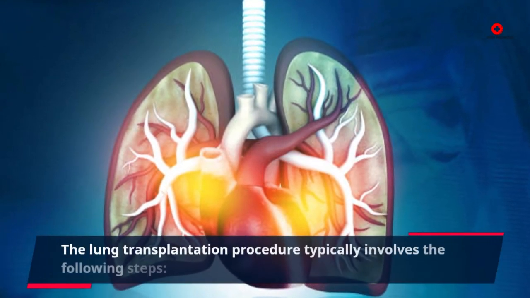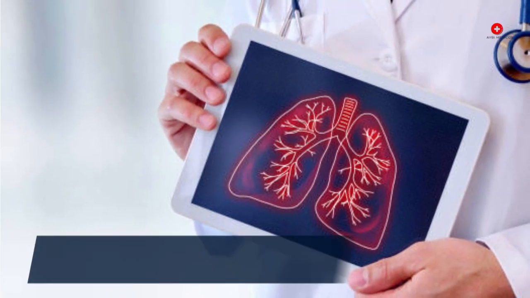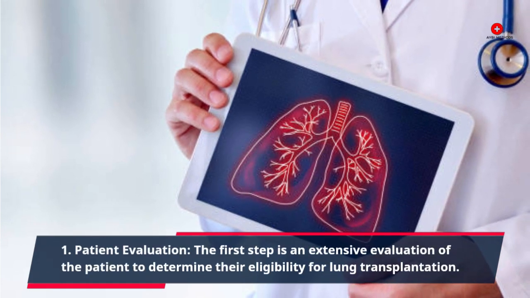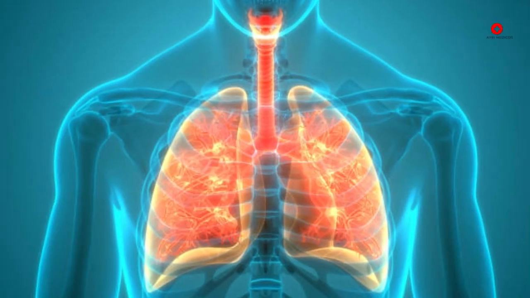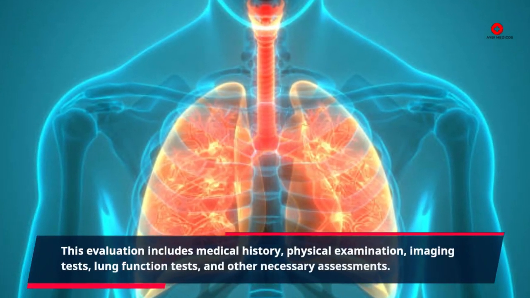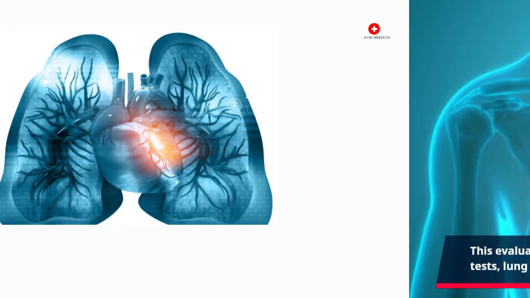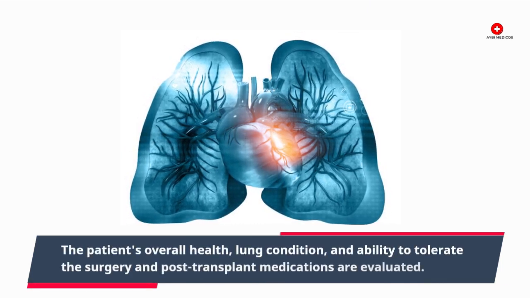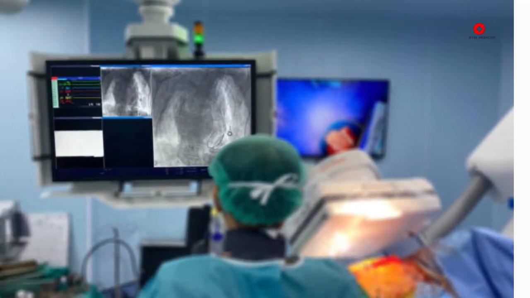The lung transplantation procedure typically involves the following steps. 1. Patient evaluation. The first step is an extensive evaluation of the patient to determine their eligibility for lung transplantation. This evaluation includes medical history, physical examination, imaging tests, lung function tests, and other necessary assessments. The patient's overall health, lung condition, and ability to tolerate the surgery and post-transplant medications are evaluated.